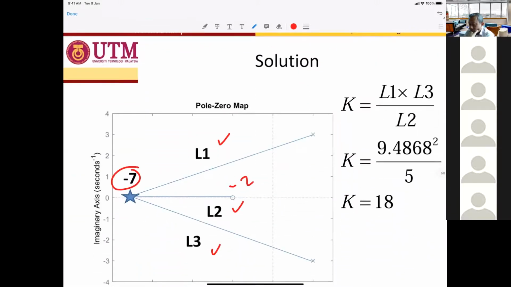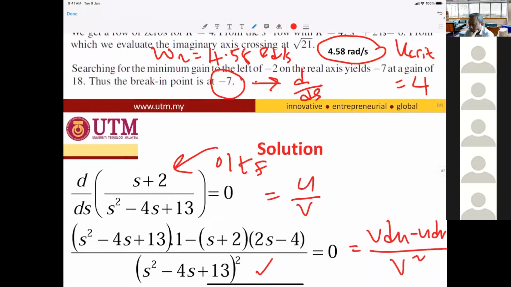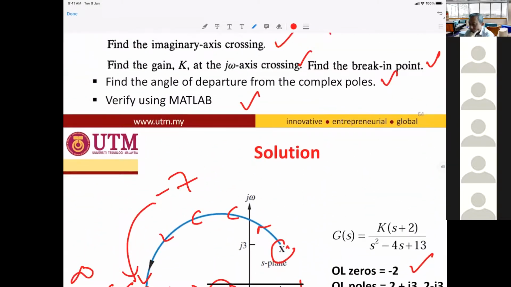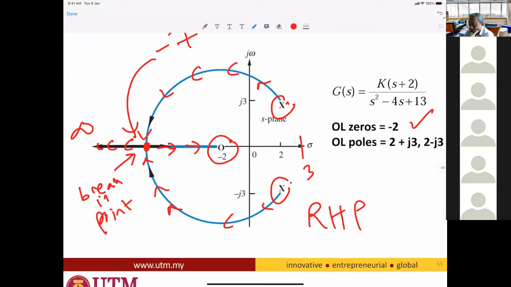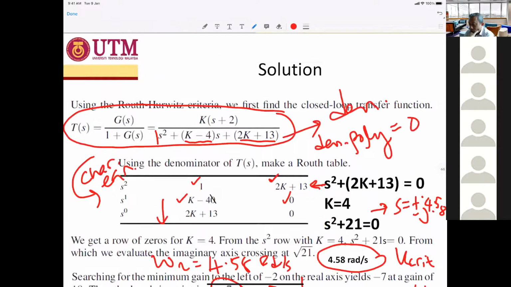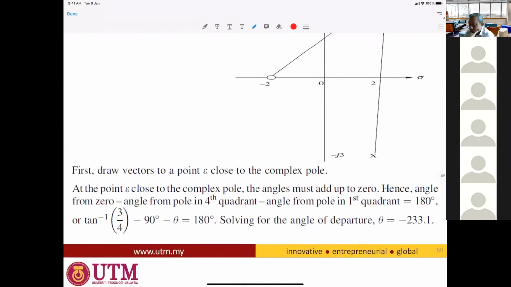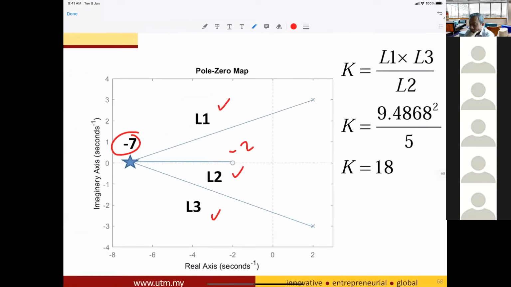This one is the complex conjugate poles, which is -2 plus or minus j3. This one, -2 plus j3, and this one, -2 minus j3. Okay.